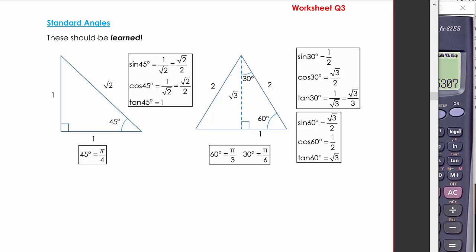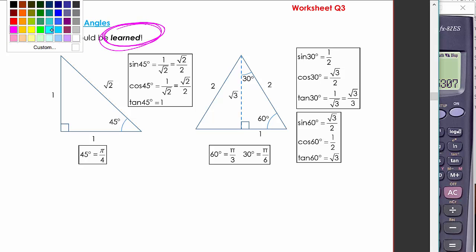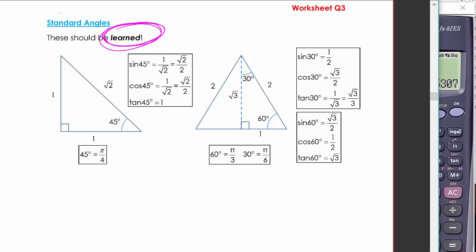Standard angles. Now I've put underneath there, these should be learned. And why have I made such a big fuss about that? Because every single year when I read examiners' reports about exams, it says that students don't know their standard angles. So if you know the standard angles, you are giving yourself an advantage over the vast majority of students.